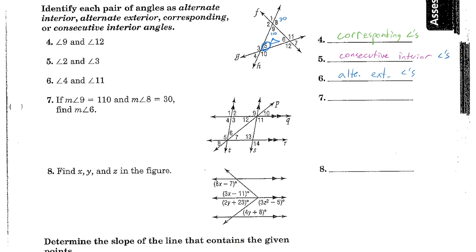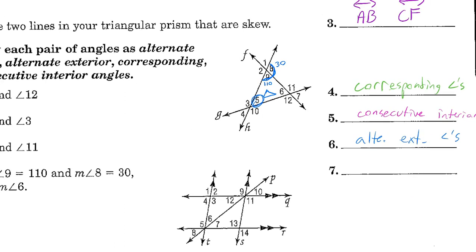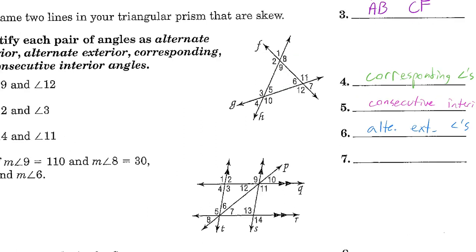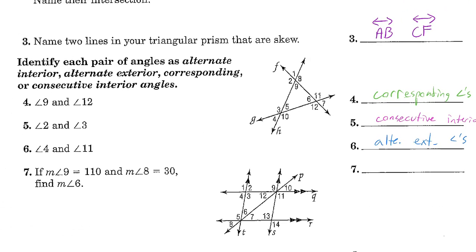So I think that must have been a typo because 8 and 9 make a straight line. So these two should add up to 180. Those only add to 140. So that's just crazy town. Measure of angle 9 is 110. And measure of angle 8 is 30. I mean, we're not missing anything. So yeah, there must be a typo.